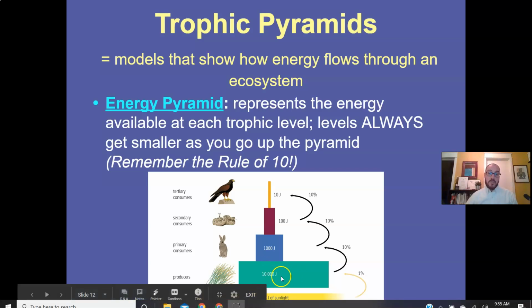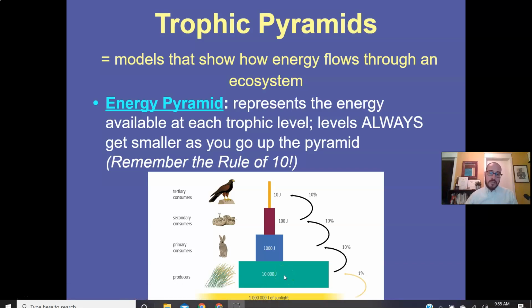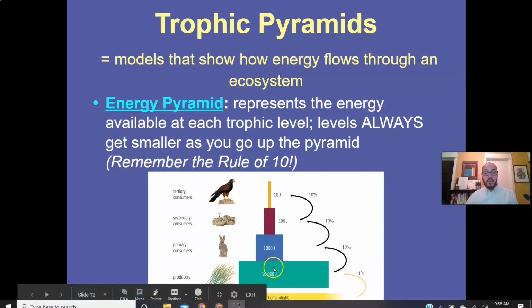One measure of energy is what's known as a joule. This is very similar to a calorie. Okay, so if 1 million joules of sunlight are hitting the earth, only about 10,000 of those joules are going to be converted into something usable by this grass here. And by the time it gets up to our rabbit here, there's only going to be 1,000 joules of energy left. See that 10% reduction.